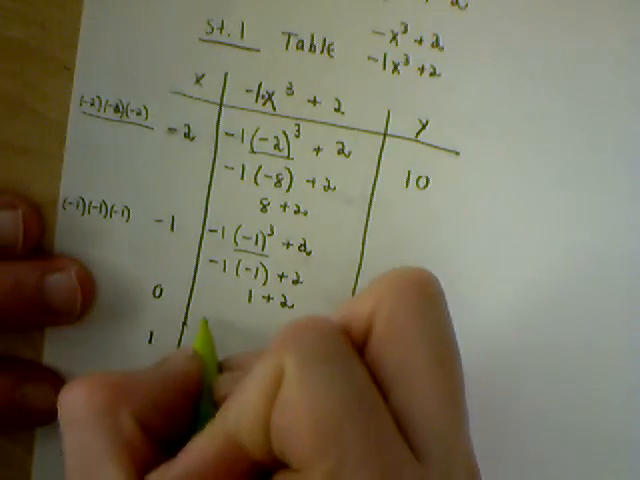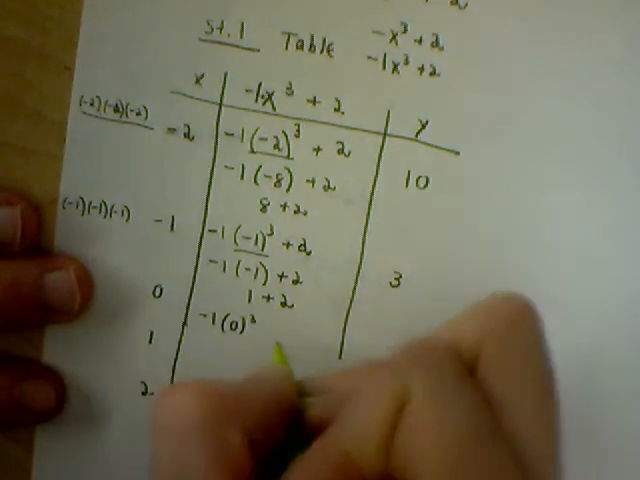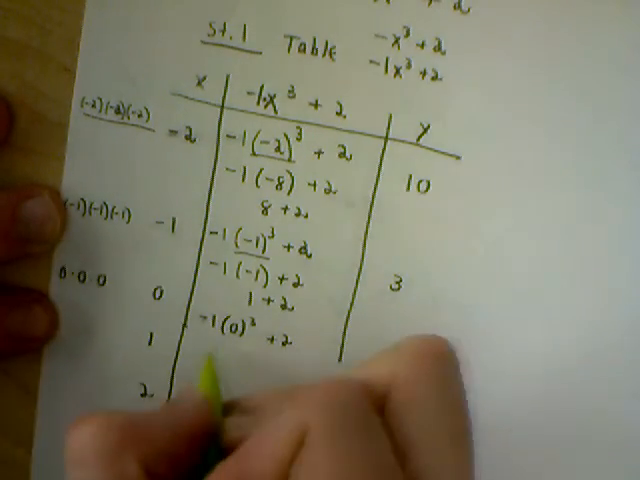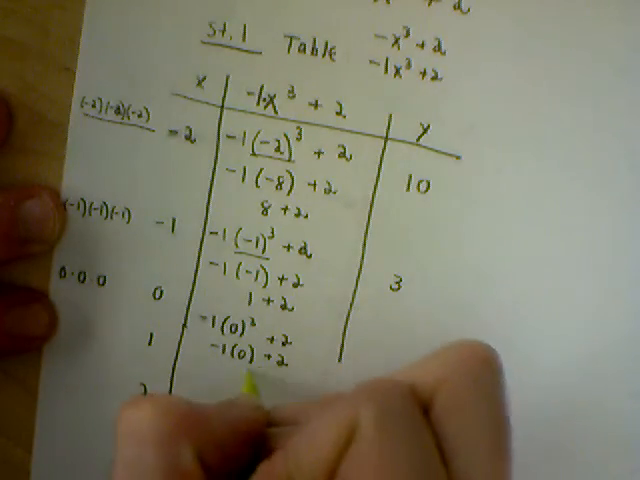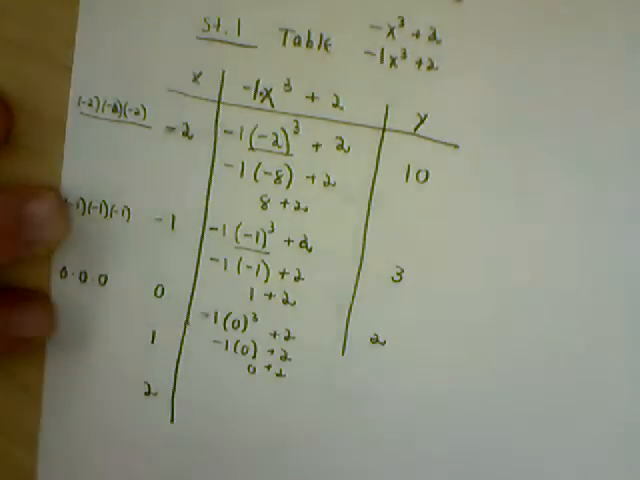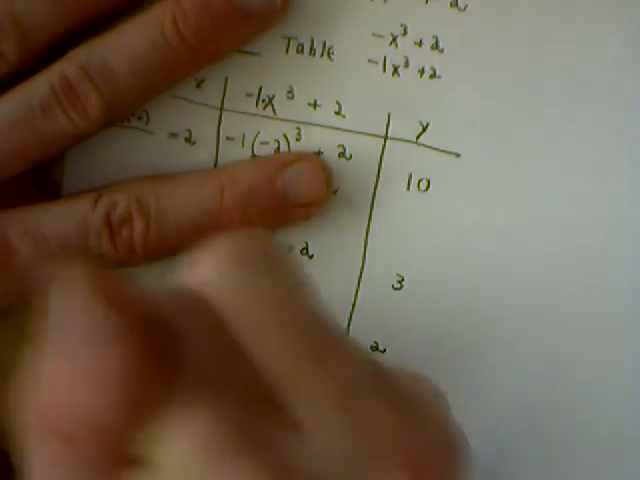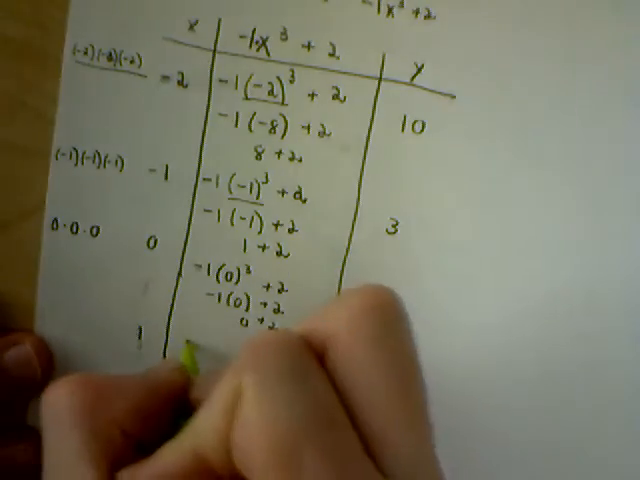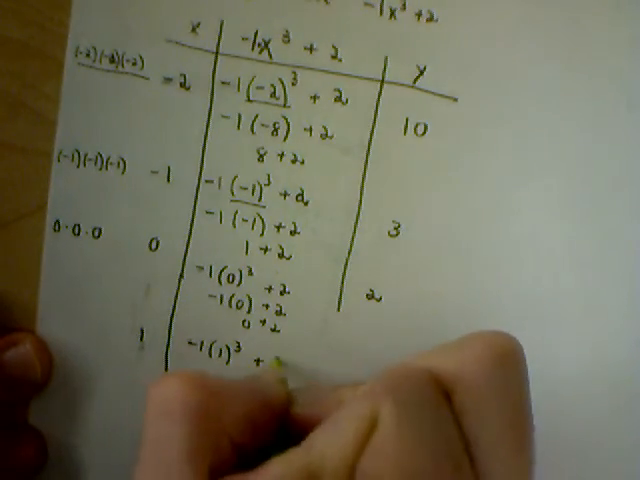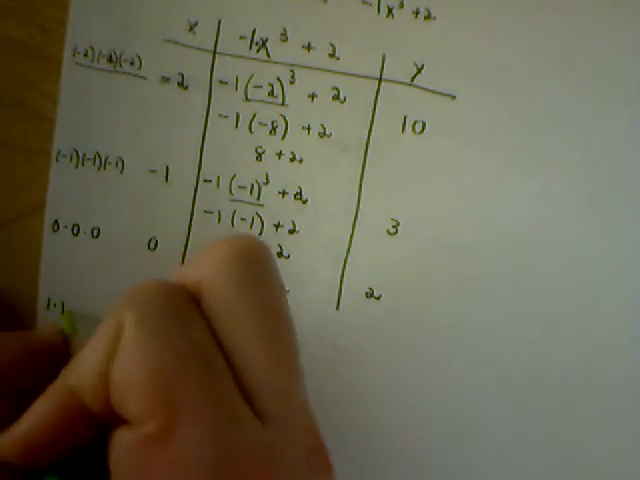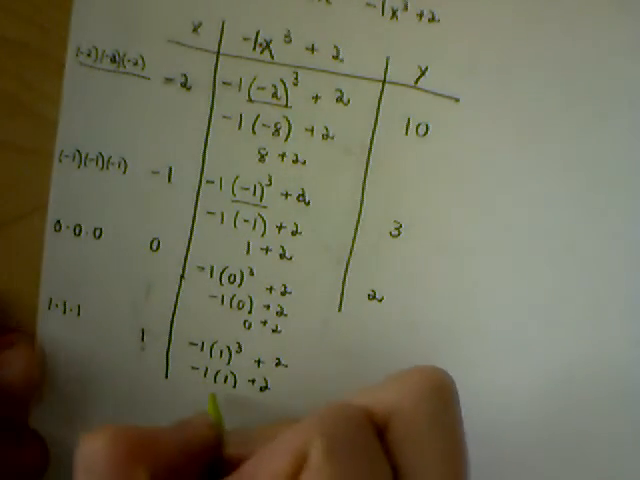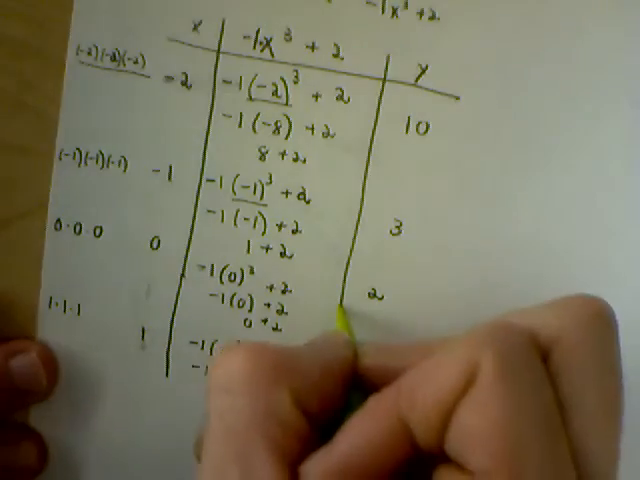Next, I'm going to go ahead and plug in 0. So I have negative 1 times 0 to the third power plus 2. 0 to the third power just means 0 times 0 times 0. So that's just 0. Negative 1 times 0 plus 2. That's 0 plus 2 or 2. Next, plug in 1. I'll have negative 1 times 1 to the third power plus 2. 1 to the third power means 1 times 1 times 1, which is just 1 plus 2. Negative 1 times 1 is negative 1 plus 2 gives me 1.